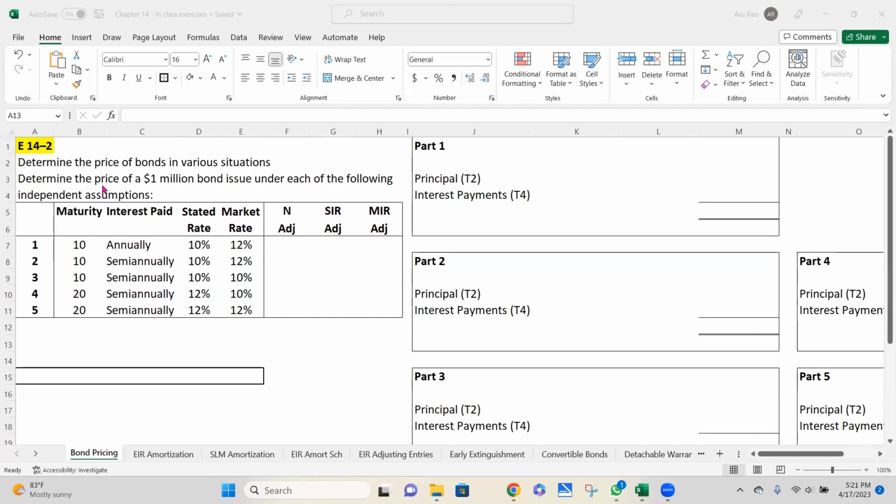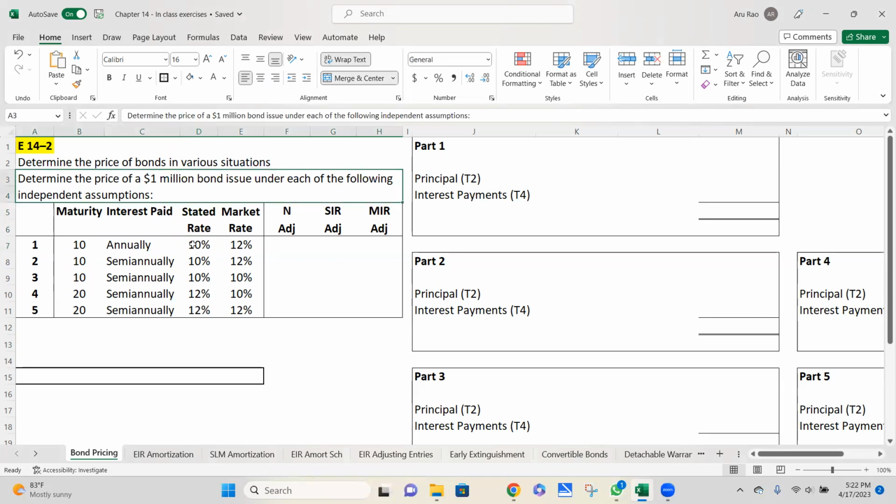So let's take a look at some exercises. The first is we are borrowing $1 million. That's the first piece of information. In the first case, we are borrowing it, and at the end of 10 years, we will return the money. Maturity means end of life. At the end of 10 years, it matures, and that amount is due. Interest is paid annually, which means just once a year. The bond interest rate or the stated interest rate is 10%, which means that's the rate on this $1 million, this is the interest I'm going to pay, 10%.